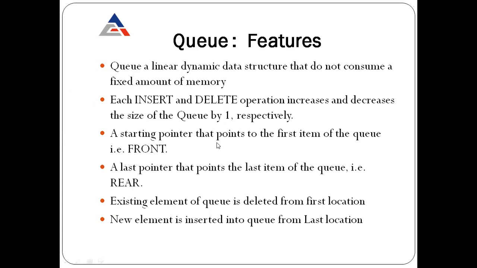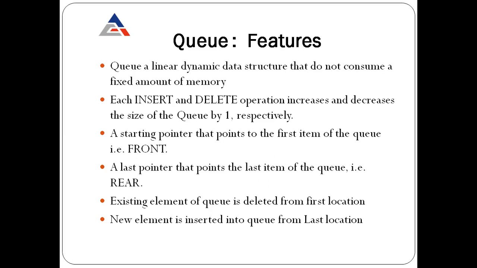The starting pointer that points to the first item of the queue is the front. The starting point we call the front of the queue. The last pointer that points to the last item of the queue is called the rear. And the person or the item at the last of the queue, we call it the item at the rear end. That's the last end.